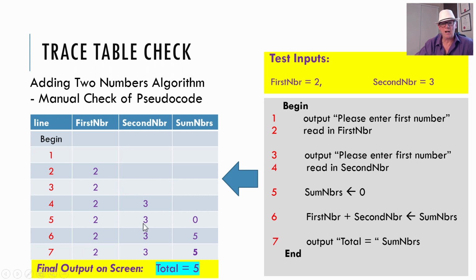And when we finish all our tracing and we've gone through all the pseudocode, the total comes out as 5. So we know what the final output should be. And it's looking good because our pseudocode generated 5, and we know 2 plus 3 is 5.